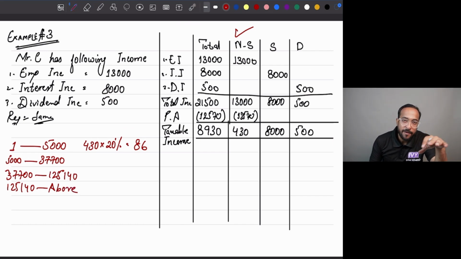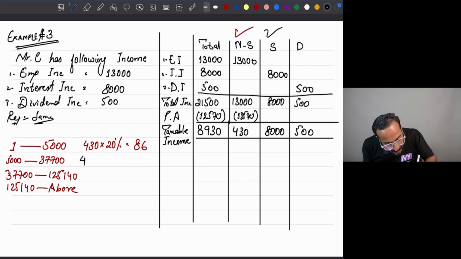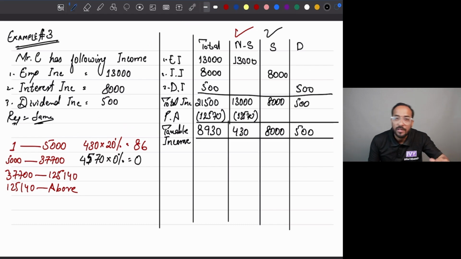Still, from the first band we have some amount left. If I less 5,000 less 430, it's 4,570. Any amount of saving income that comes under this 5,000 band will be taxed at 0%. So how much band is left after using the non-saving income? That's 4,570. Interest income will come over it and it will be taxed at 0%. I hope you are getting my point.